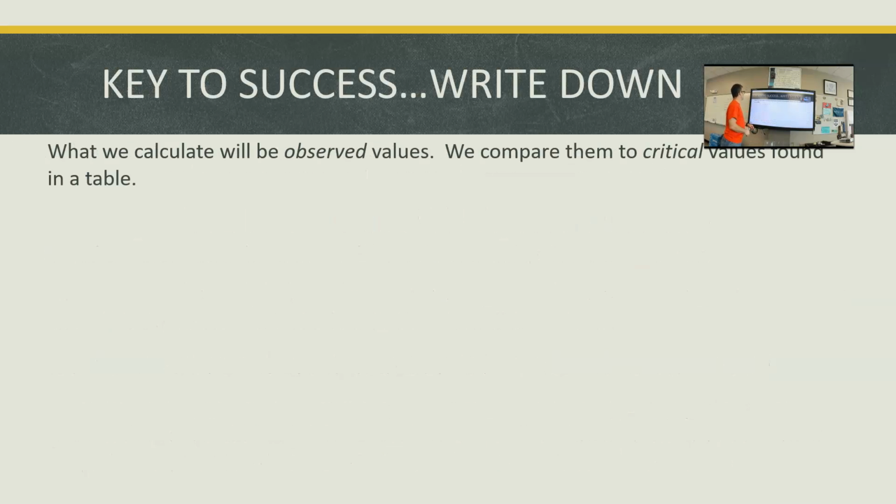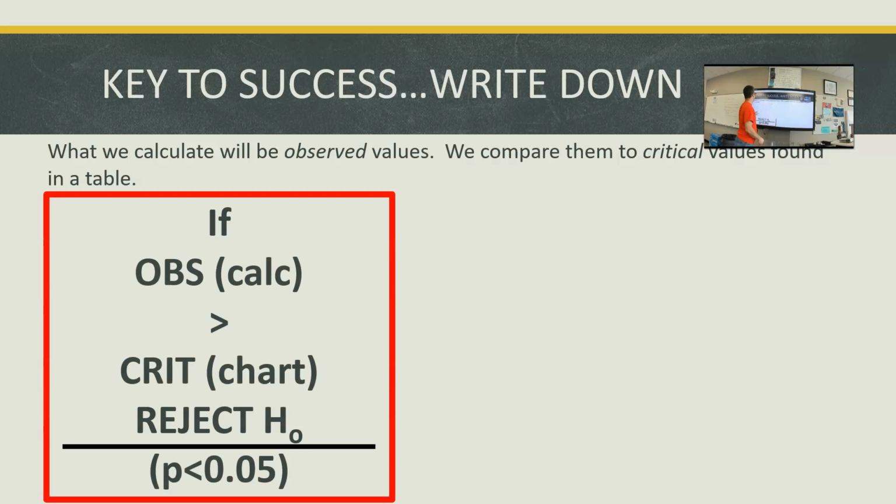All right? So the keys to success, you probably want to write these down. What we will calculate will be the observed value. We observe values. We compare them to critical values found in a table. So these are the things you want to write down. If the observed value is greater than the critical value, which is what you're going to get from the chart, you'll reject the null hypothesis, which means that your independent variable did cause the outcome statistically, and your p-value is less than 0.05.